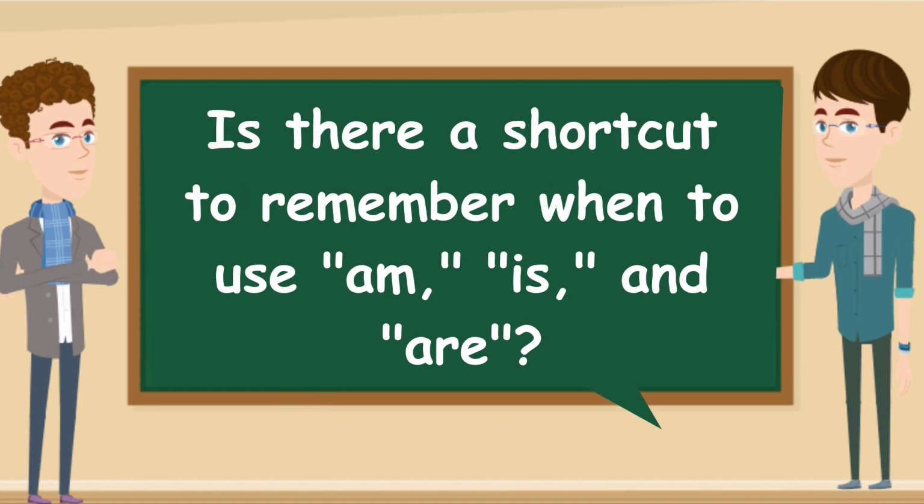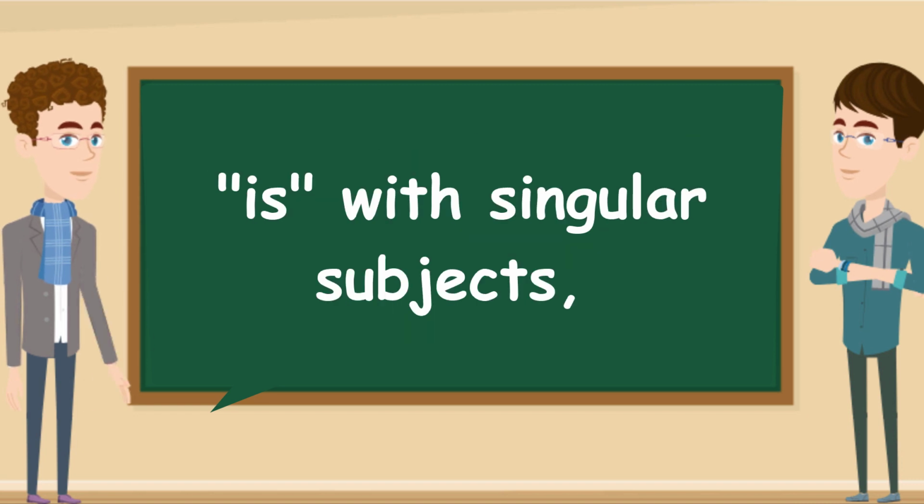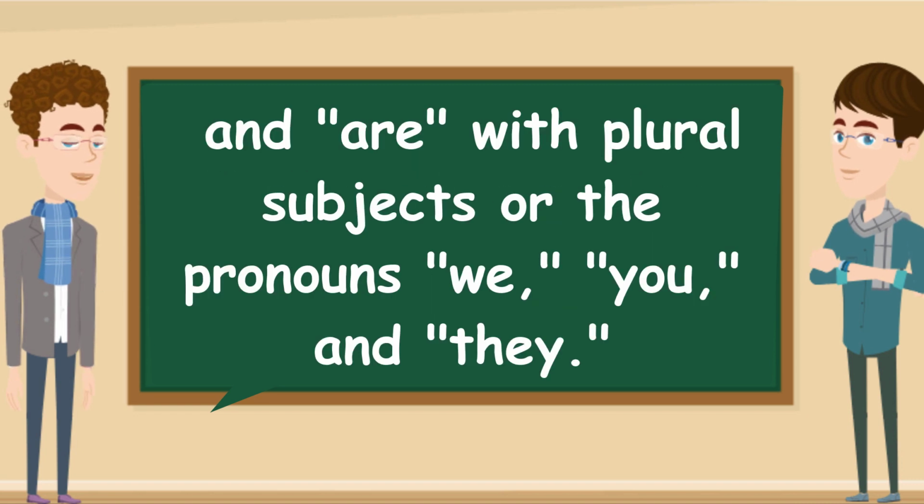Is there a shortcut to remember when to use am, is, and are? Yes. A quick tip is to associate am with I, is with singular subjects, and are with plural subjects or the pronouns we, you, and they.